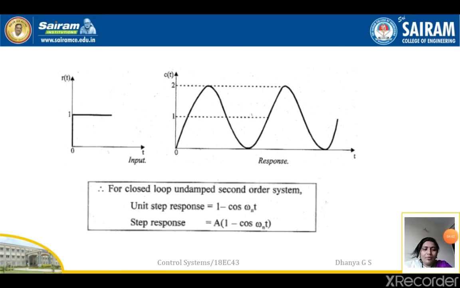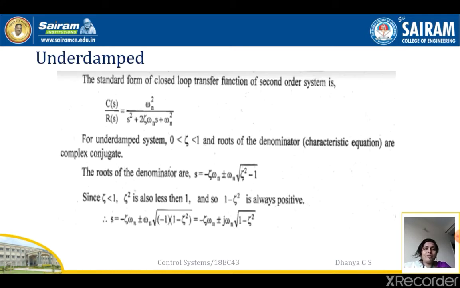You can see the waveform over here. It is the unit step which I have given, and the response output you are getting is undamped. So for a closed loop undamped second order system, the unit step response is 1 minus cos omega nt, and for a step response, instead of that equation, it has to be multiplied with A, as we have already discussed in the previous slides. When you are going for unit step, A will be considered as 1, so you get the unit step response. You can see both the equations here. Unit step response is 1 minus cos omega nt, and the step response is A into 1 minus cos omega nt. This is about the undamped equations of a second order system.